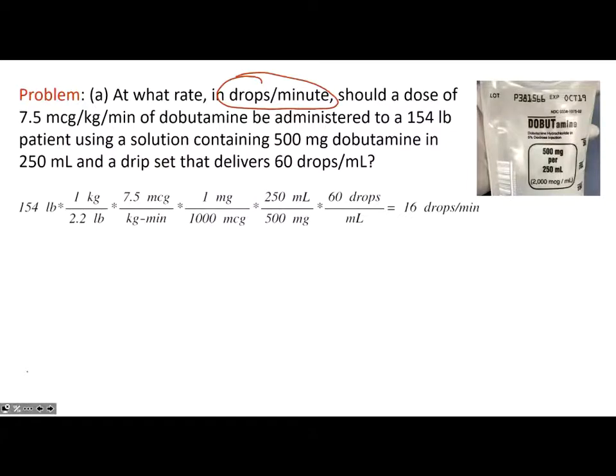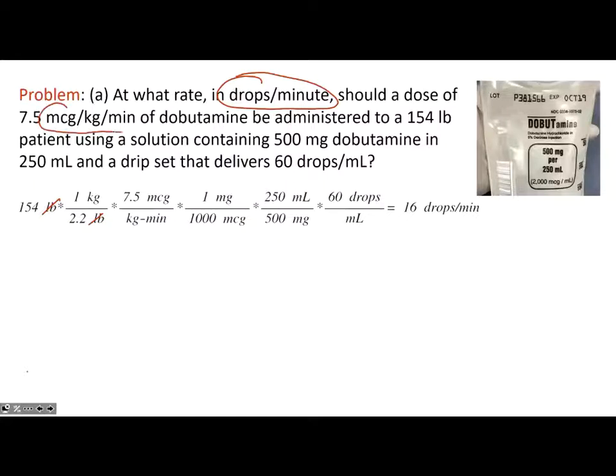A patient weighs 154 pounds. The first thing we've got to do is convert pounds to kilograms. So do you remember how to do that? You divide by 2.2, since there are 2.2 pounds per kilogram, that cancels them. Now I'm in kilograms.